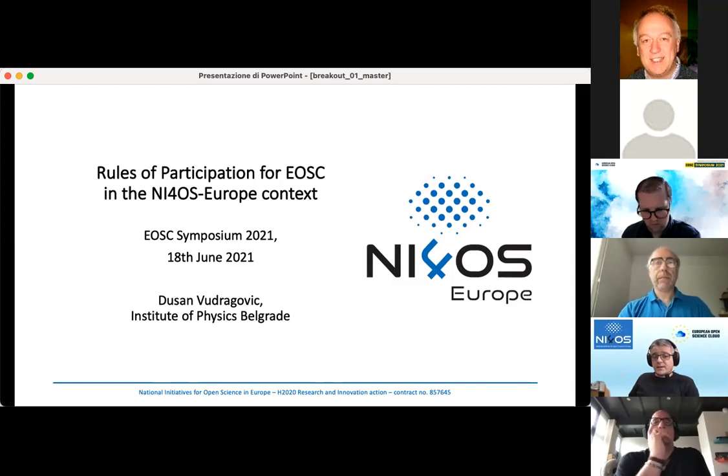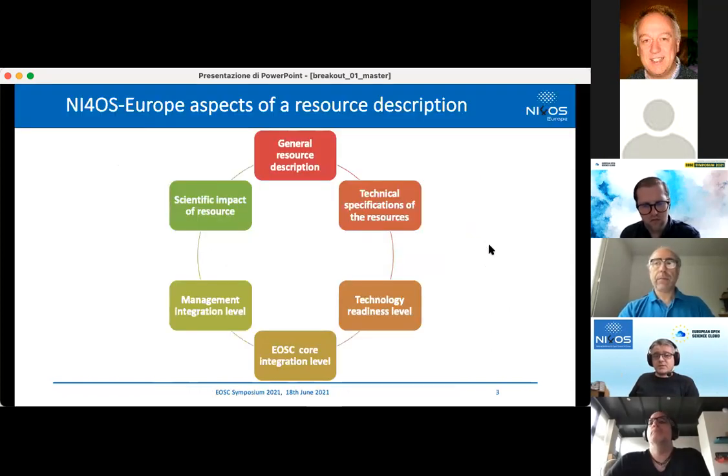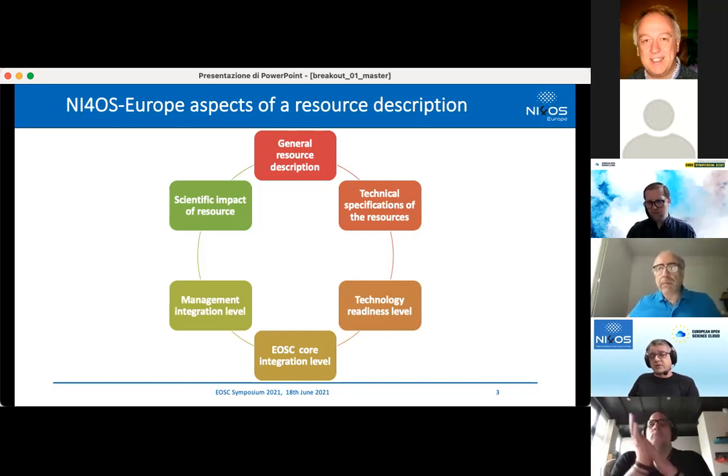On the next slide, you can see the main aspects of resource description that we have identified during the landscape analysis we performed during the first year of the NI4OS Europe project. We aimed to structure the information that we have received from resource developers and to identify some criteria for the onboarding. In this process, we ended up with 6 different aspects of resource description.